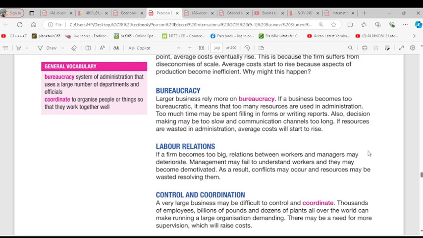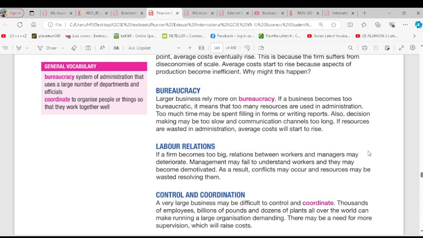What is bureaucracy? Bureaucracy is simply talking about having large numbers of departments or large numbers of administrators because the business is expanding. Having too many departments and administrators will bring about slow decision making. And if decisions become slow, then the average cost might start increasing because you are not going to take the right decision at the right time. And that might lead to business failure.